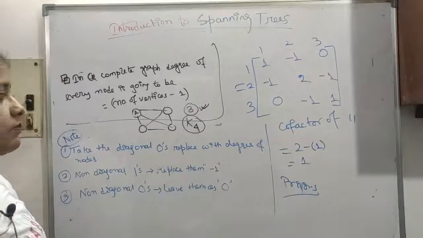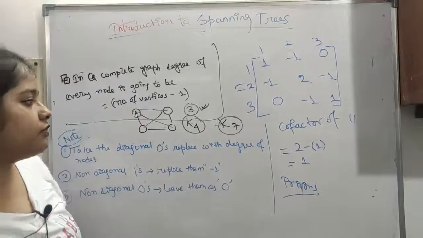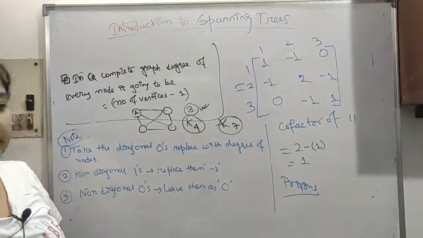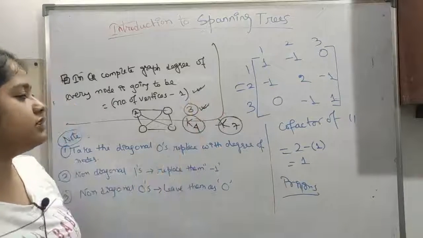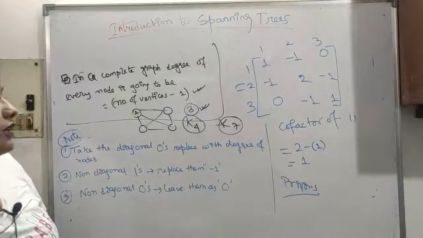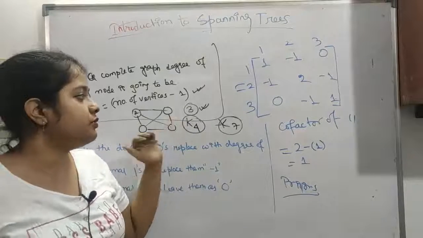But if something like K7 is given in your GATE question, then doing a K7 graph will be really hectic. So I hope you make a note of this, so this will be easier in the exam. So see you in the next video, Prim's algorithm.